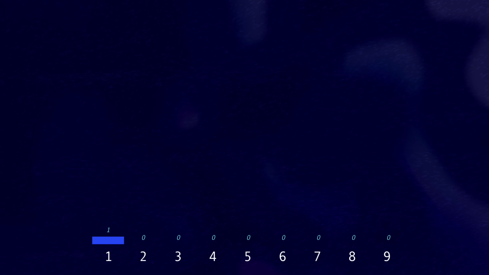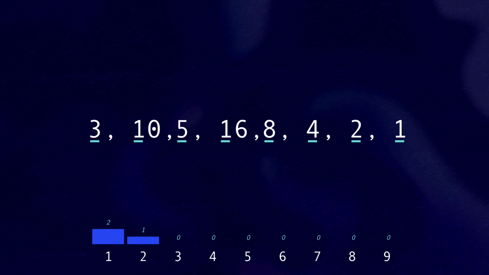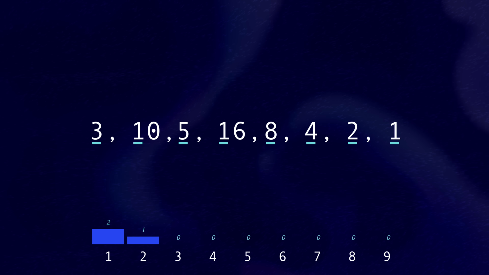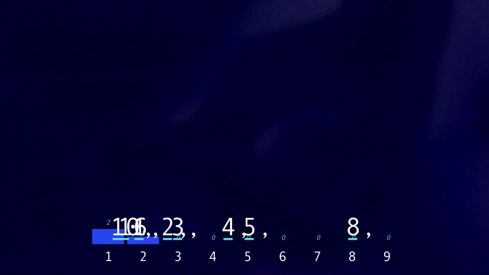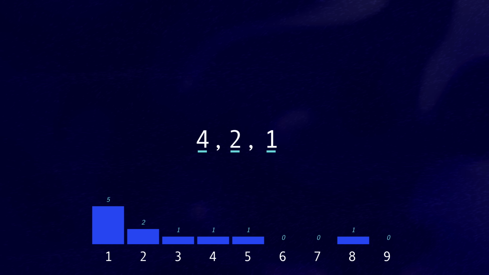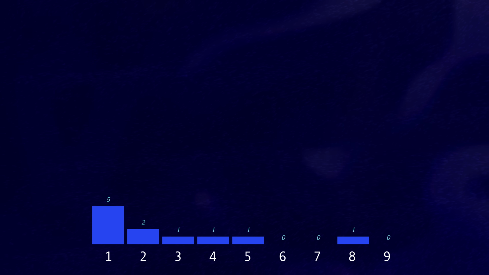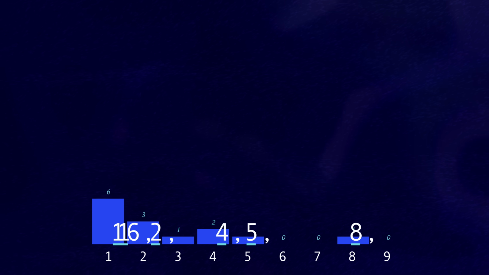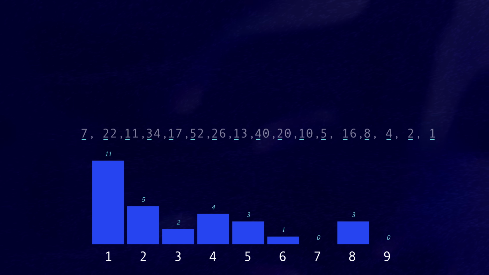Here are the hailstone numbers starting with 3 as the seed. And we can count up how many numbers start with a 1, how many start with a 2, how many start with a 3, and so on to make a histogram. We can do the same thing for the sequence that starts with 4, that's a short one, and for the sequences that start with 5, 6, and 7.